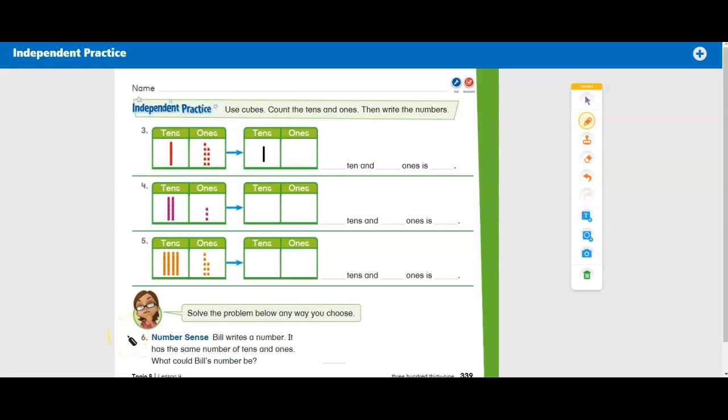Number 6 says, solve the problem below any way you choose. Number sense. Bill writes a number. It has the same number of tens and ones. What could Bill's number be?